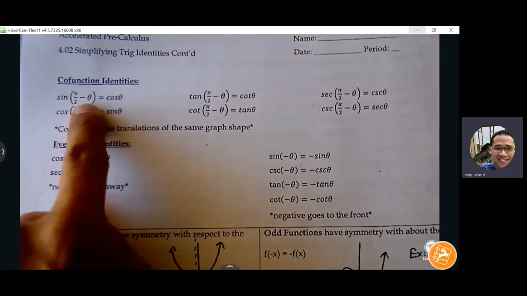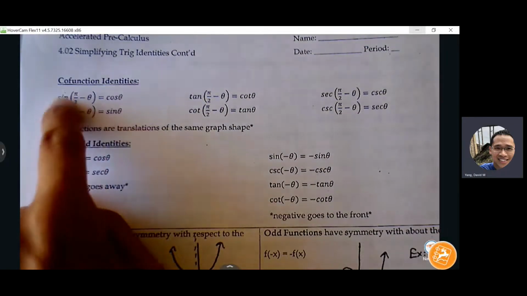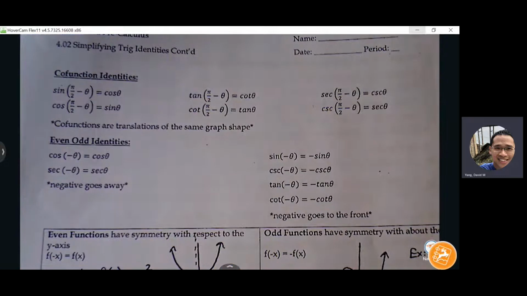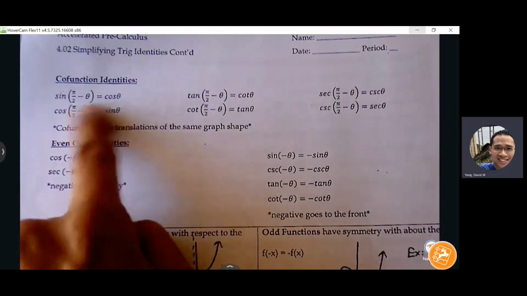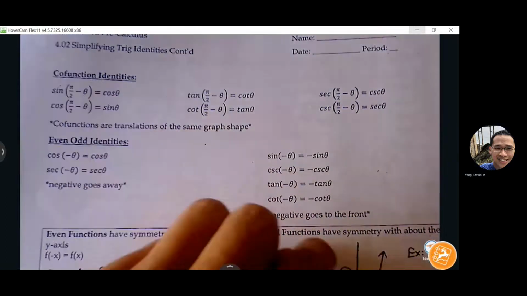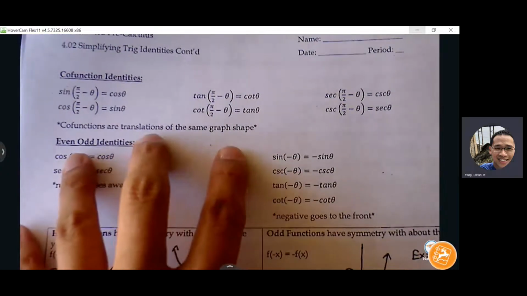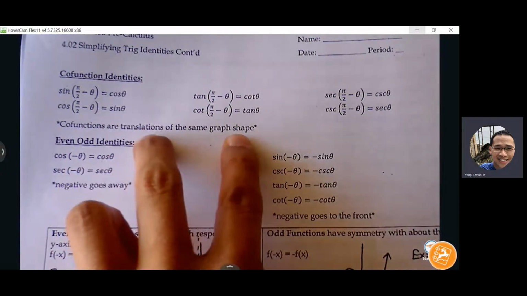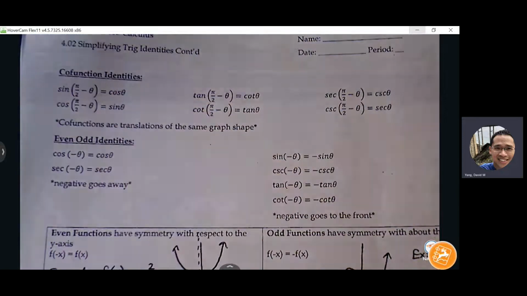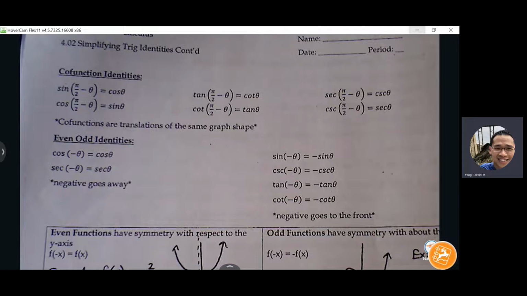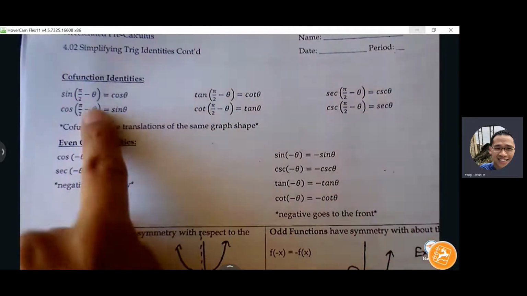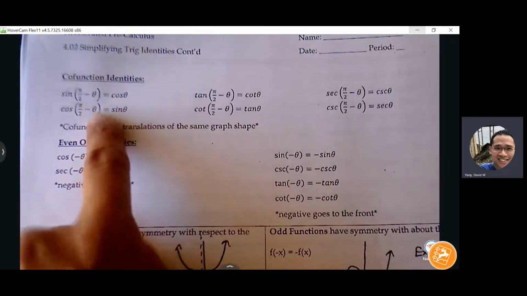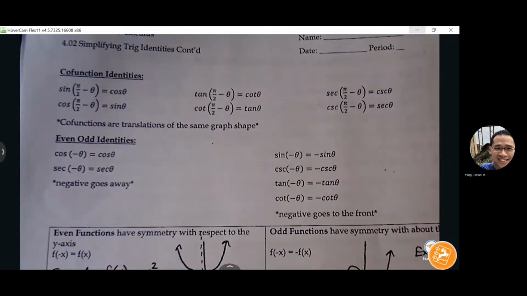So anytime I see sine of pi over 2 minus theta, that's really just shifting that sine to make it equivalent to cosine. So cofunctions are translations of the same graph shape. Cosine and sine have the same shape. Tangent and cotangent have similar shapes, just one has a positive slope and the other a negative slope. And secant and cosecant are really built off of sine and cosine. Okay. Good.